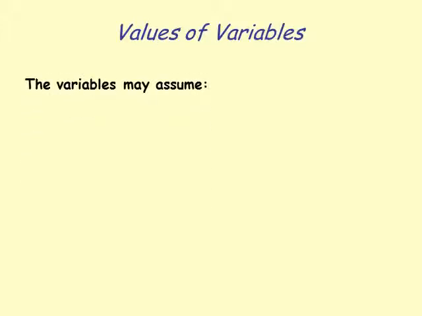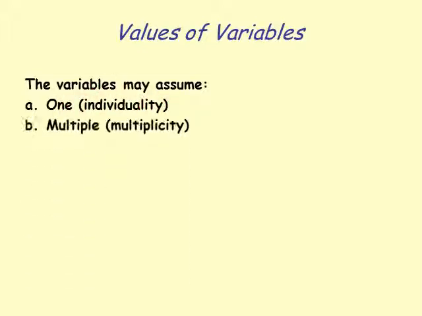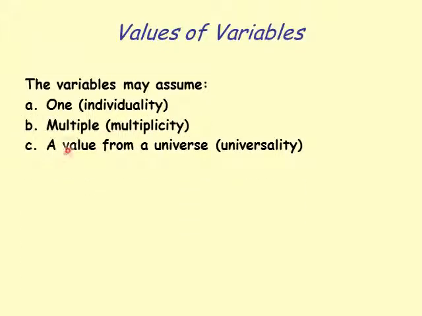Values of variables. Okay, the variables may assume one value. Individuality we would call it, and that's what Glover called individuality. We might get multiple values, which is multiplicity, and we might get a value from a universe, which is universality. Universality and individuality are terms used by James T. Glover. Let's continue here.